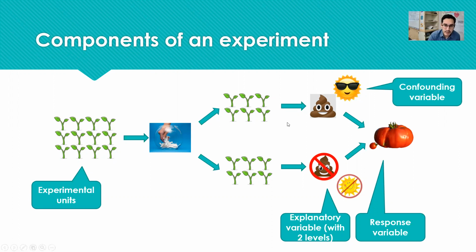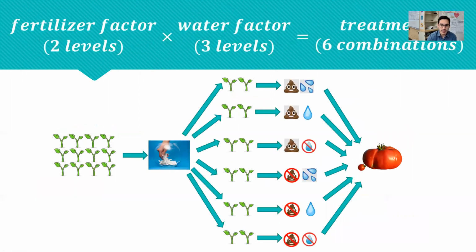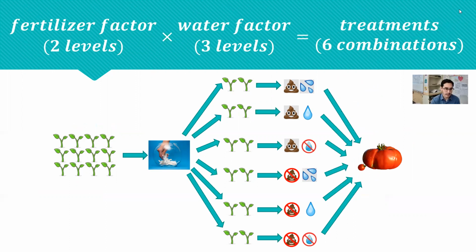These are just some terminology that we're going to use as we talk about experiments. This is a very basic experiment that has just one explanatory variable, called a factor, with just two levels. Let me show you a more complex experiment. This one is a two-factor experiment with fertilizer at two levels, and then we have water as a second factor that has three levels. So with two levels of one factor and three levels of another factor, that gives us a total of 6 different combinations or treatments.